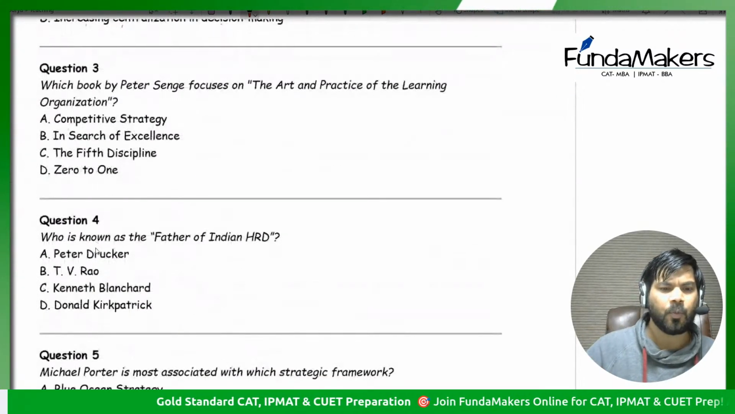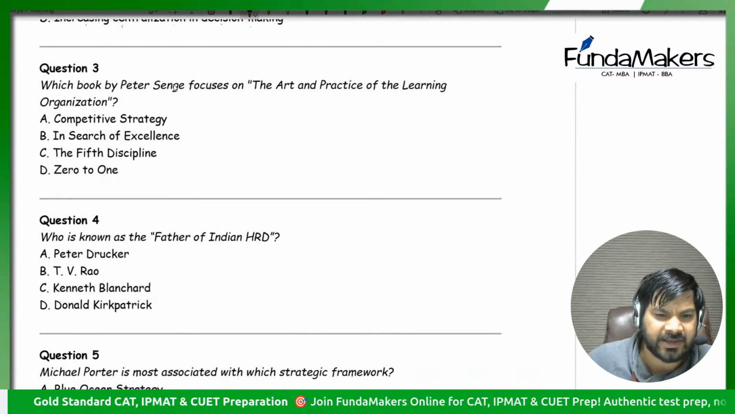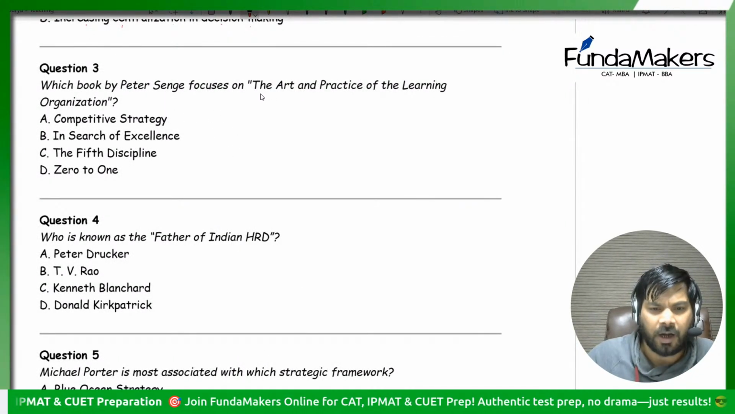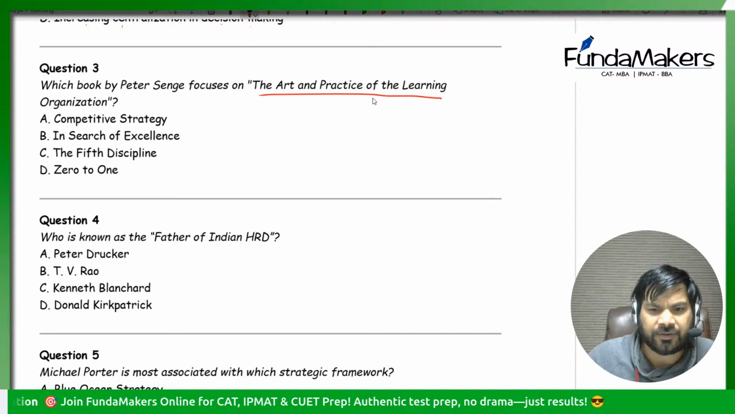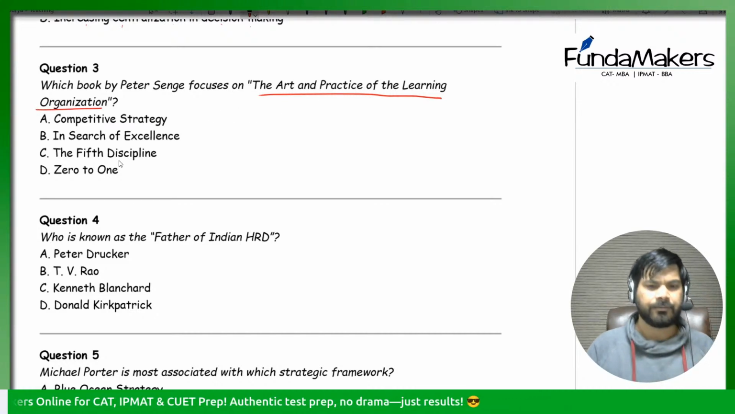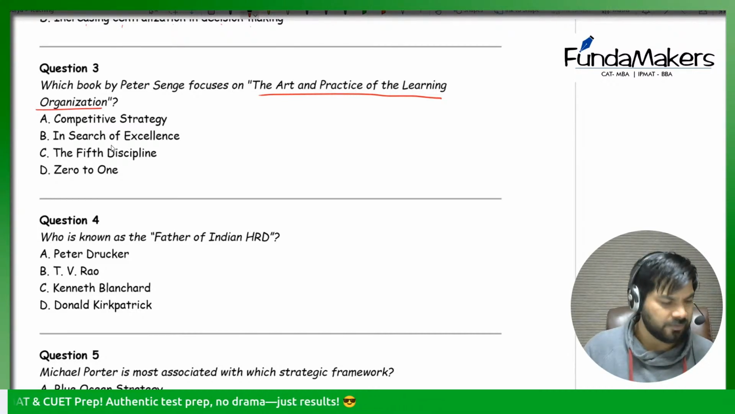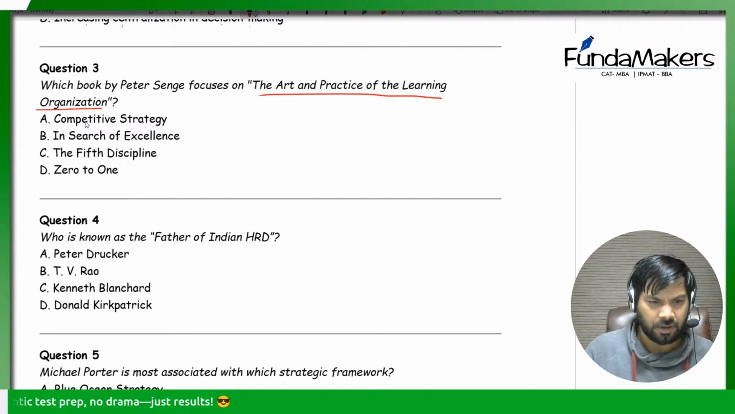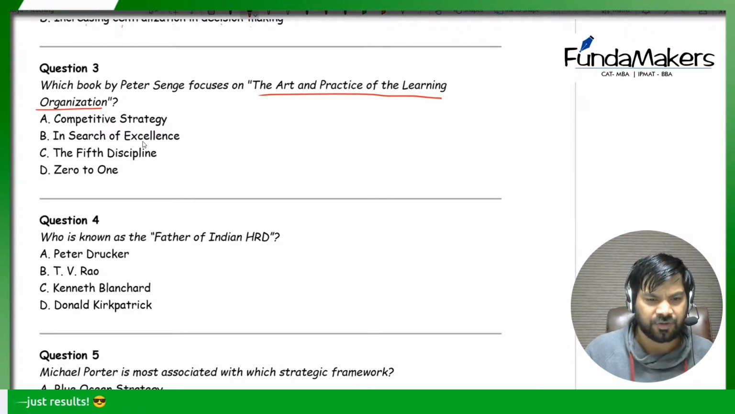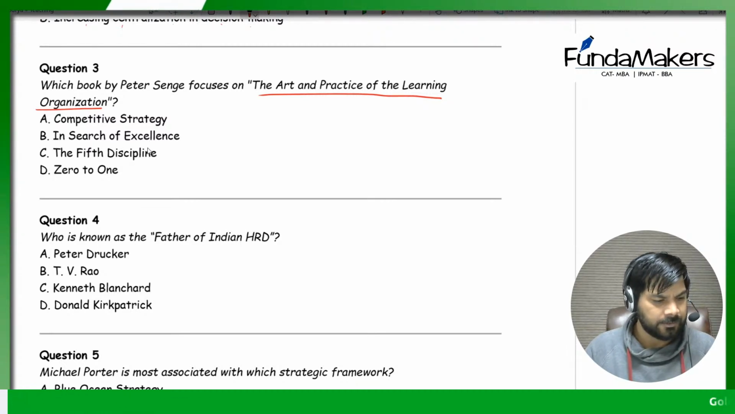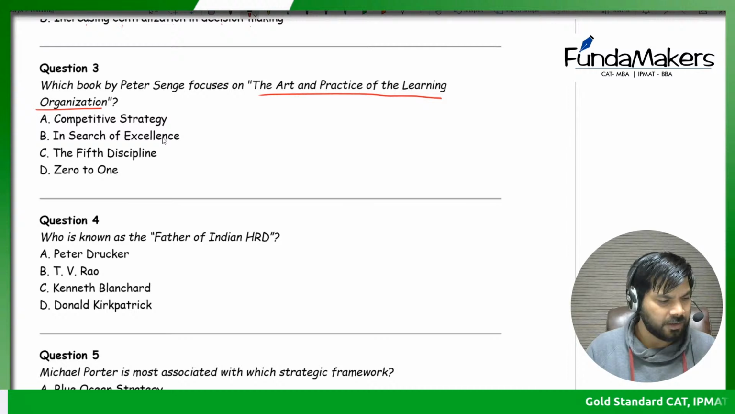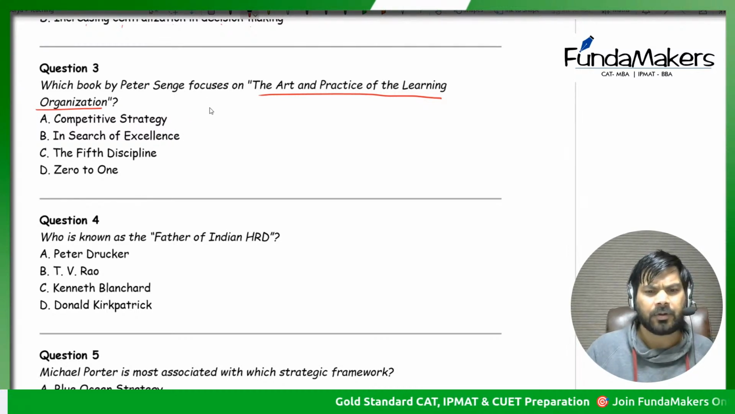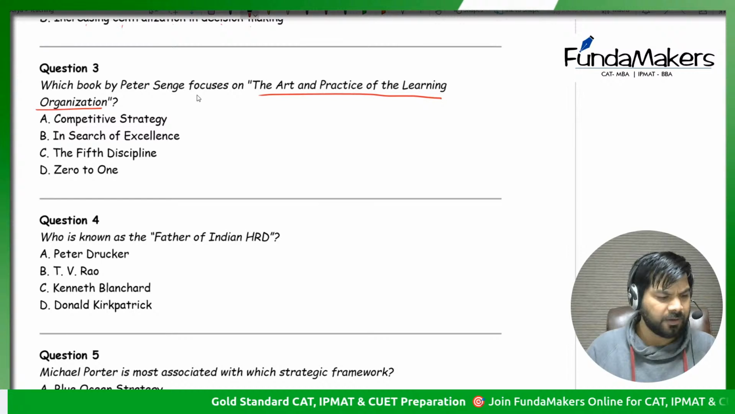Next question: which book by Peter Senge focuses on the art and practice of the learning organization? The art and practice of the learning organization, competitive strategy, in search of excellence, right? Competitive, okay.